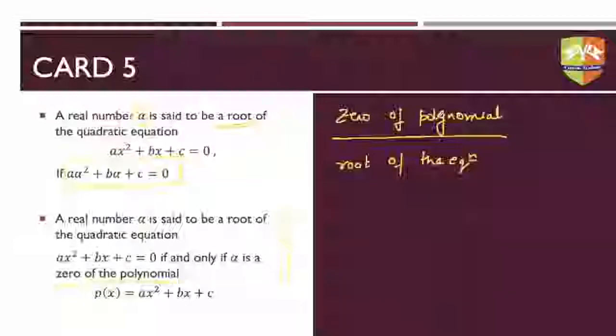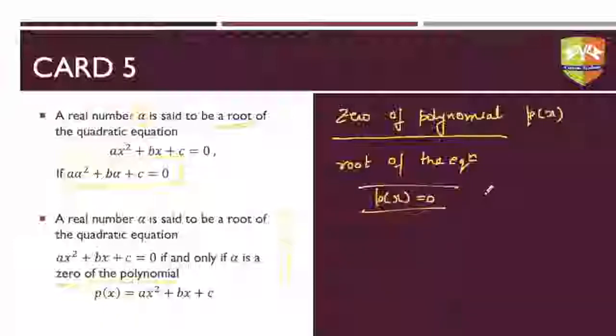If the polynomial was p(x), then if you equate that p(x) to 0, that becomes the root of this polynomial, right? Root of p(x). So, let's say alpha is a zero of polynomial p(x), then alpha will be the root of the equation p(x) equals to 0. Okay, so this is about roots and zeros. Let's go to the next slide.